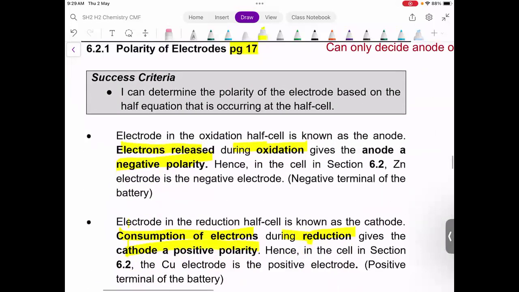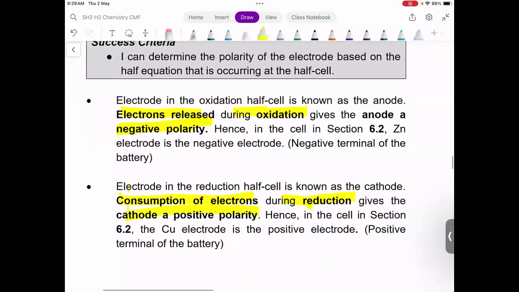Let's look at the next part. The electrode in the oxidation half cell is known as the anode. Remember, the anode always has a negative polarity. Why negative polarity? Because electrons are released. During oxidation, electrons are released, it is the source of electrons. So by default, it will be a negative polarity.